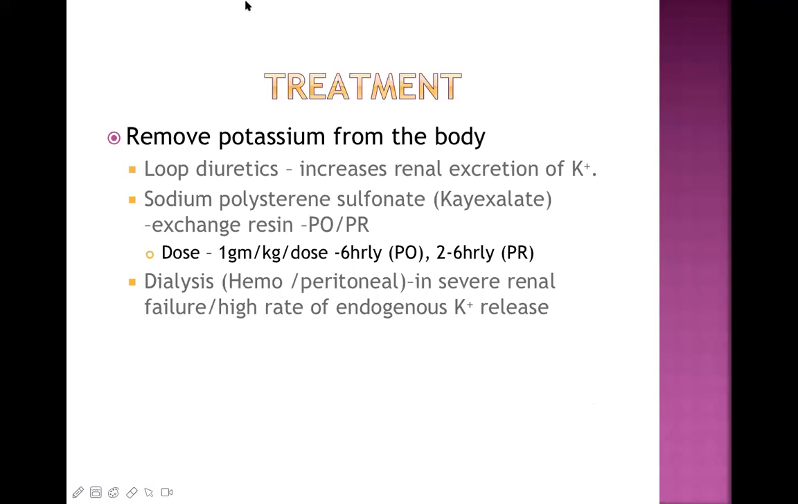Now, see here. One of the important ways of this is loop diuretics. These loop diuretics increase the renal excretion of potassium by acting on the renal tubules. Furosemide is the perfect example here. If kidneys are still functioning, loop diuretics are a good choice.